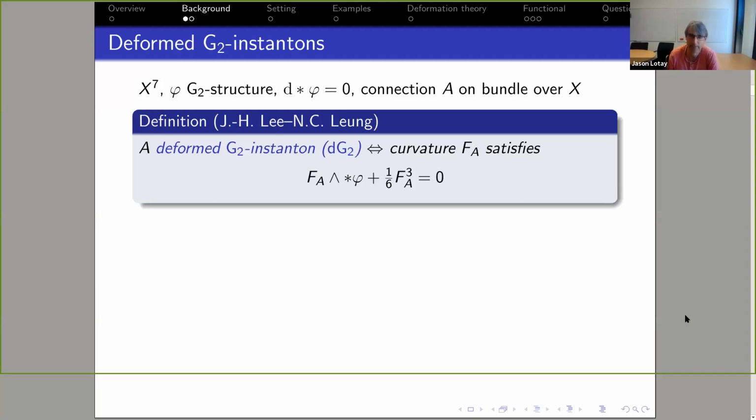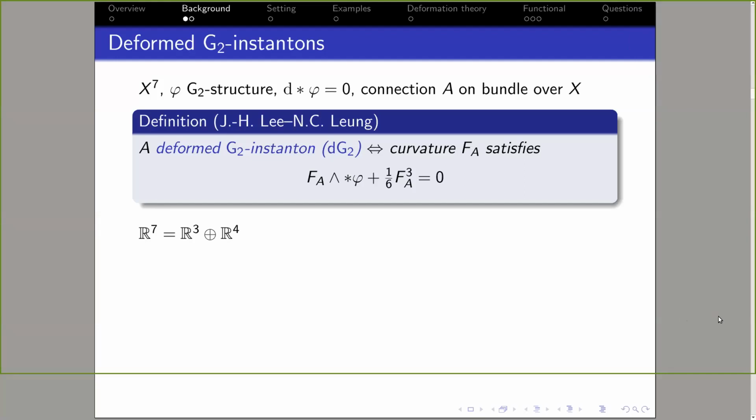This makes sense because, of course, this is a 2 form, so if you cube it, you get a 6 form, and this is a 6 form. So you can write this down. Of course, there are many things you could write down. Why would you write down this equation? I find the argument from Leung is the following. Let's go just to Euclidean space, R7, and I'm going to split it as R3 plus R4.